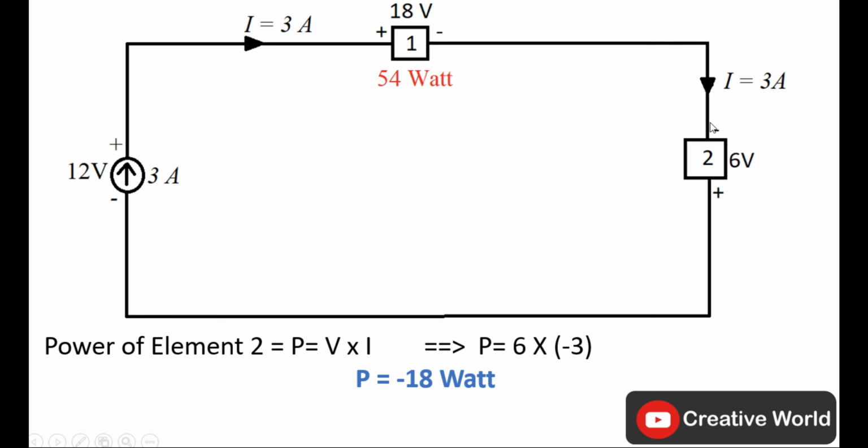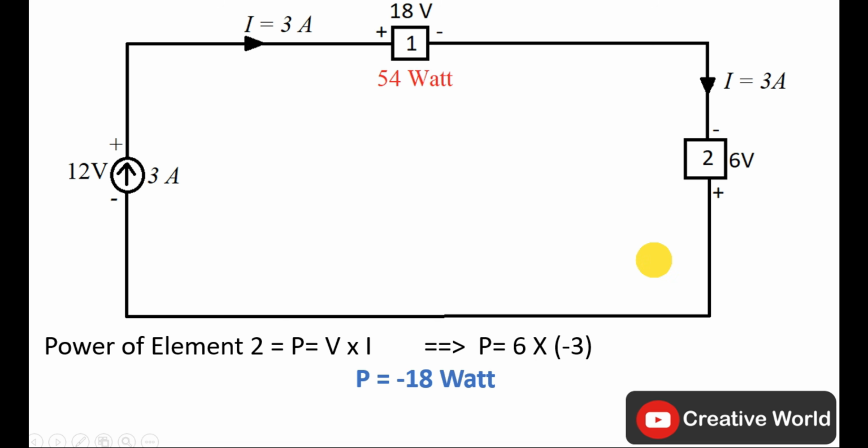In element 2, the current is entering on the negative side, so we will take this current with a negative sign, and it will be considered as a power supplier. We calculate the power of element 2, which is 6 multiplied by minus 3, and it is 18 watt, but it will be considered as supplying power because the current is entering on the negative side.